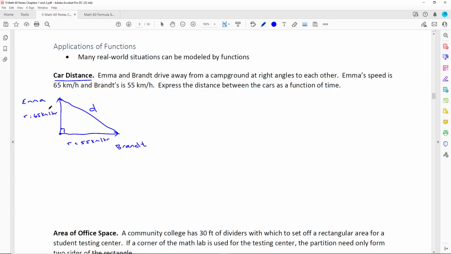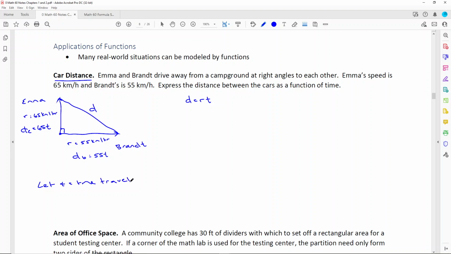So we want to express Emma's distance and Brant's distance to find the distance between them as a function of time. So if you remember way back from other knowledge, distance is equal to rate times time. So for Emma, remember subscripts are always identifiers, the distance that Emma travels would be 65 kilometers per hour for however long they both drive. So Brant's distance would be 55t, right? So 55 kilometers per hour times however long they drive. So we're going to let t equal the time traveled.